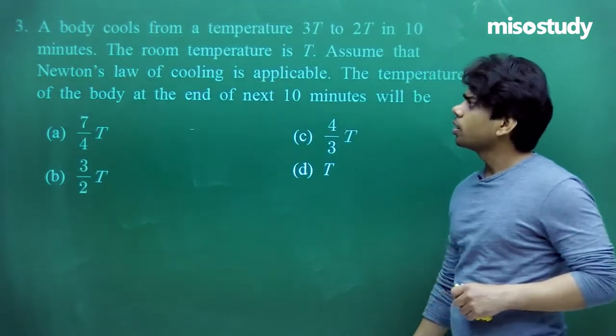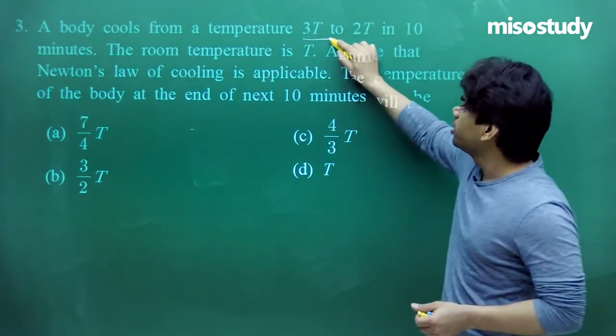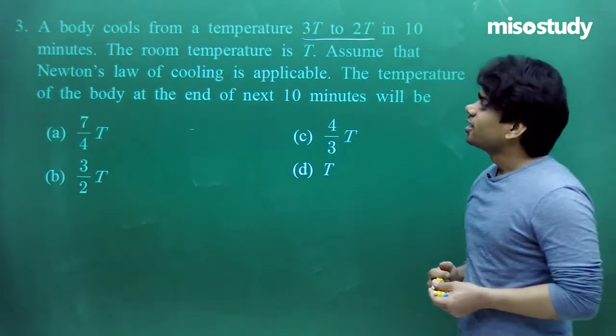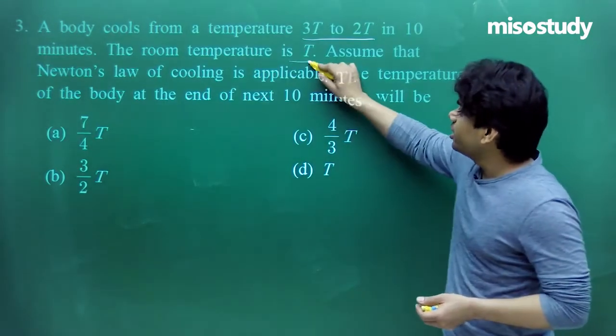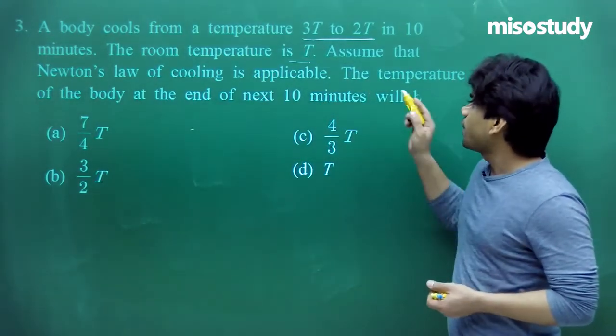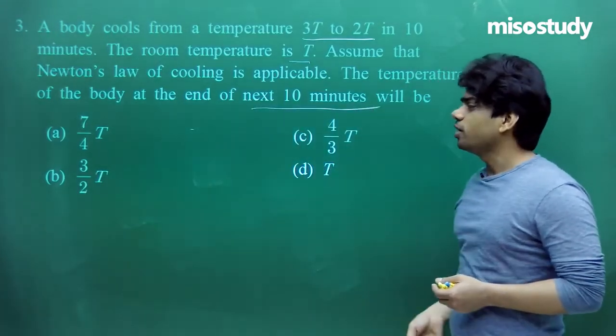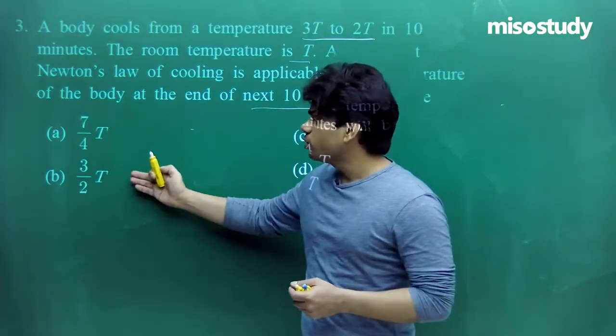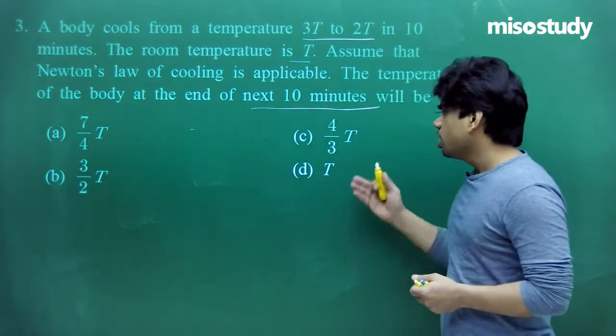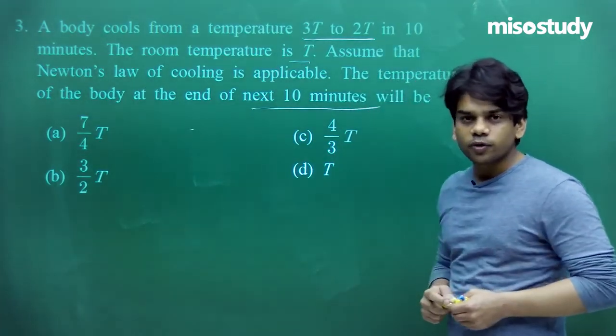Question number 3. A body cools from a temperature 3T to 2T in 10 minutes. The room temperature is T. Assume that Newton's law of cooling is applicable. The temperature of the body at the end of the next 10 minutes will be A, 7 by 4 T, B, 3 by 2 T, C, 4 by 3 T, and D, T. This is what we are going to see.